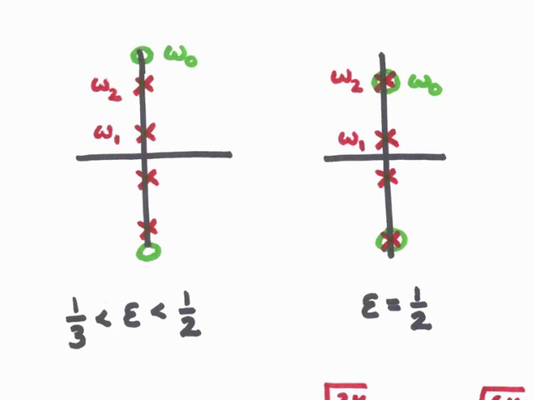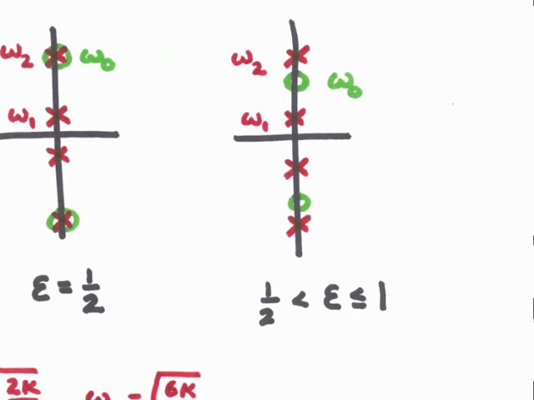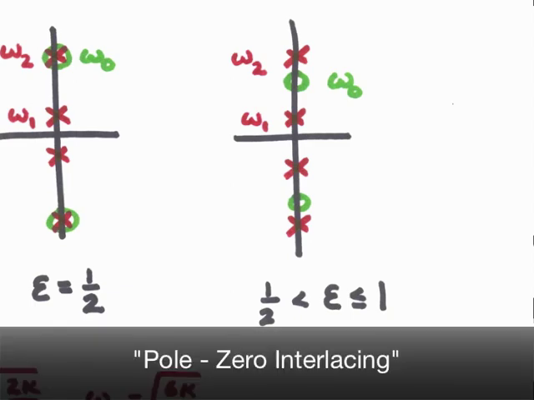Let's now examine the case where epsilon is between 1/2 and 1. In this case, the frequency of the zeros is between that of the bounce mode and the tilt mode, as you see here, with the zeros lying between the poles at omega 1 and omega 2. This situation is referred to as pole zero interlacing, and it's an important property in the control of flexible mechanical systems.